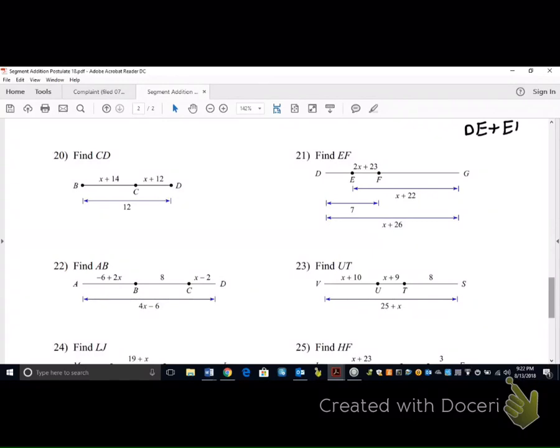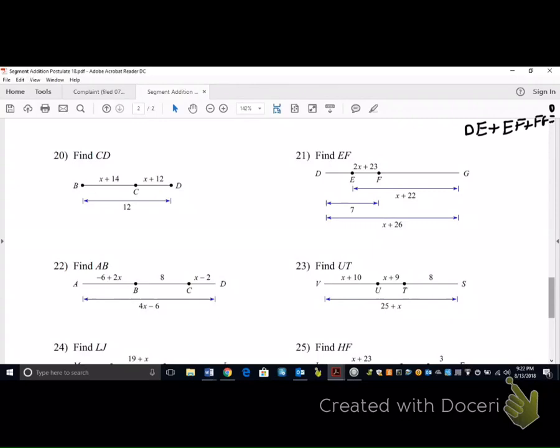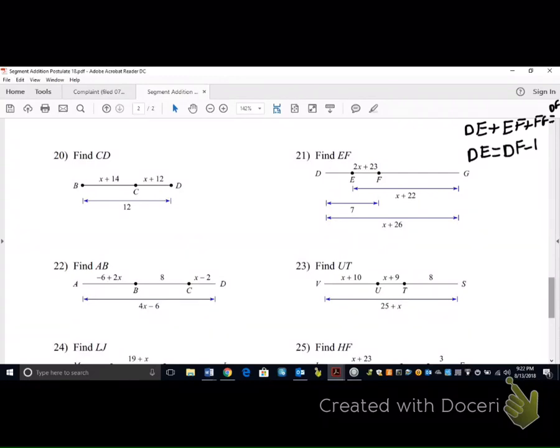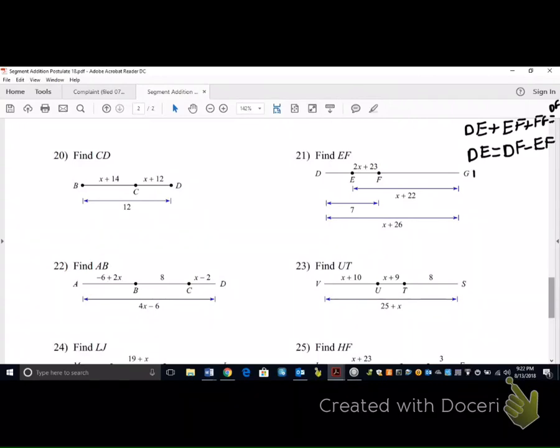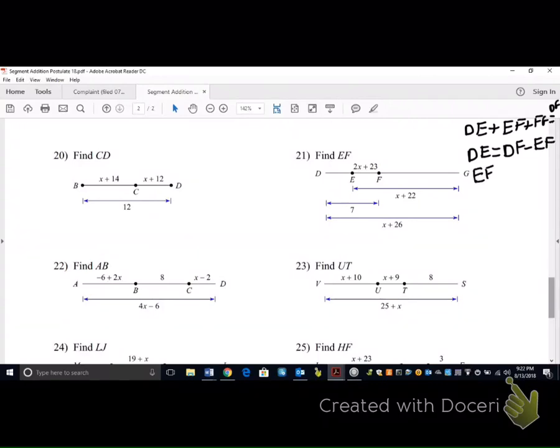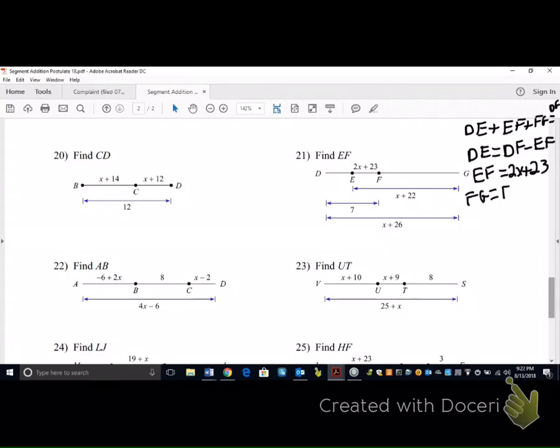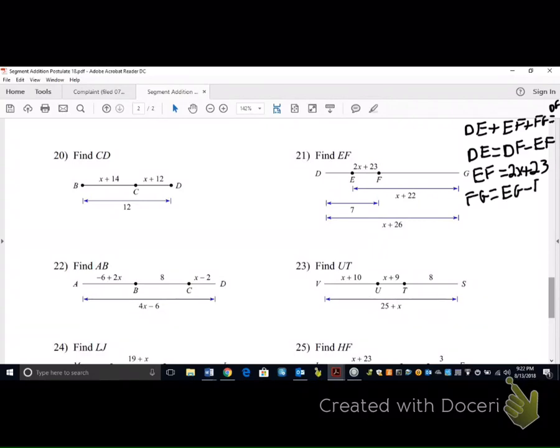So our general rule statement here is that DE plus EF plus FG equals DG. Because this is extra credit, I'm going to speed through it. Now we know that DE is equal to DF minus EF. We know that EF is equal to 2x plus 23. And we know that FG is equal to EG minus EF. So notice what I did here was I just listed what we know and how we're going to find each one.